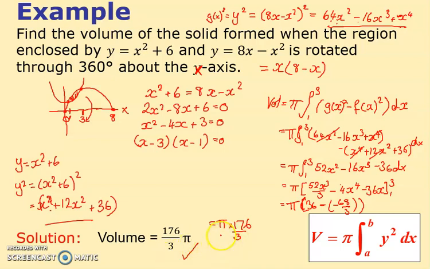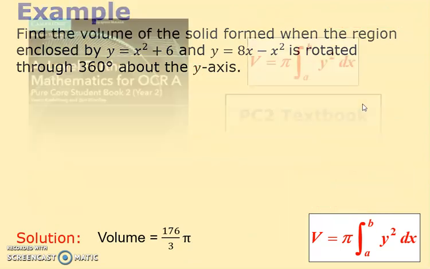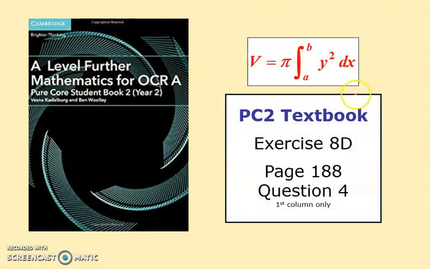So that's quite a complicated one because you're doing one volume minus the other. And I always do the top one, which was this one, minus the bottom one. But notice this rule, you have to square both of them separately and then subtract them. So I want you now to do exercise 8D, question 4. But again, first column only, unless you want to do 2.